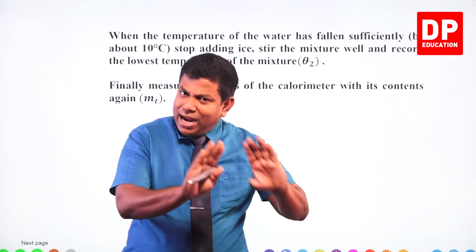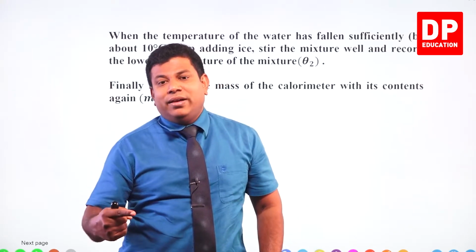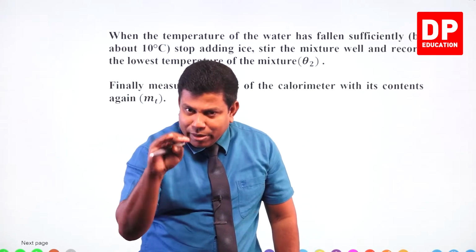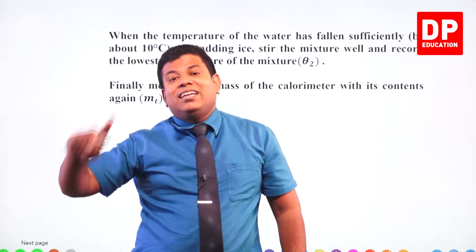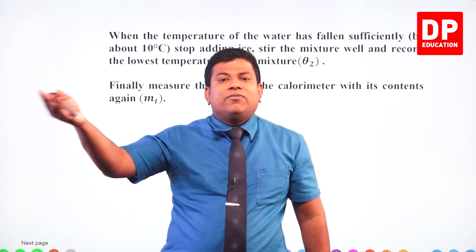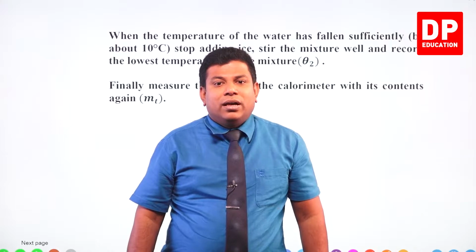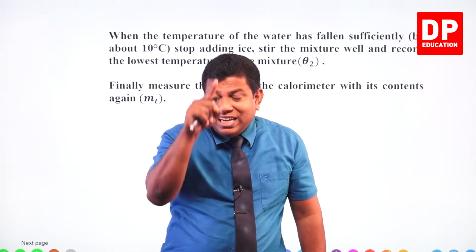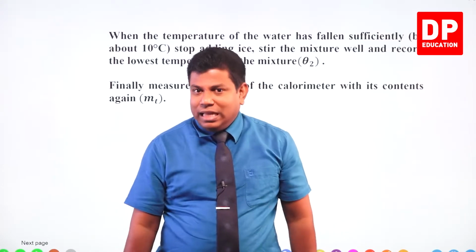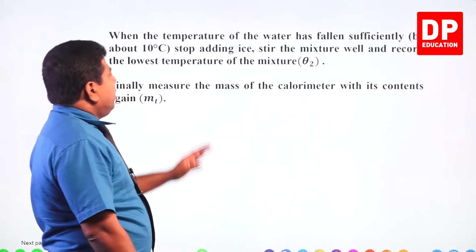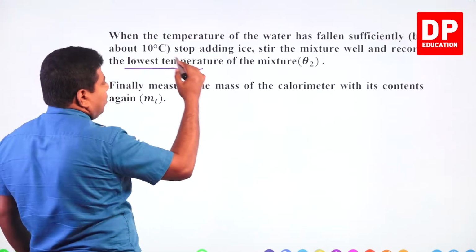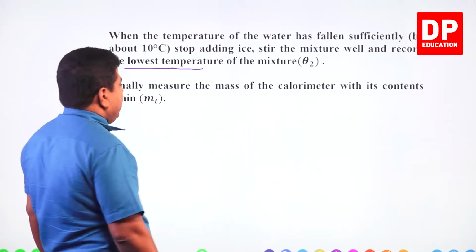Keep stirring it. Okay, you stopped adding ice cubes, fine. Keep stirring it. You can see the temperature reduces. It comes to a point, remains there for some time, and again it will start increasing. Why does it start increasing? It's at 25, environment is at 30. You gain heat from the environment little by little. Then that lowest point of temperature is what we take as the end temperature. Understand? That's what is mentioned here. Stop adding ice, stir the mixture well and record the lowest temperature of the mixture.